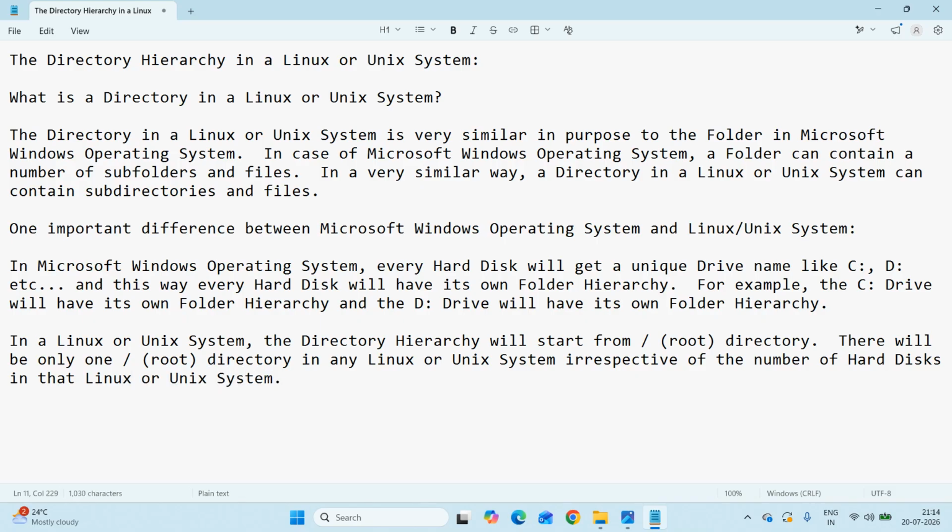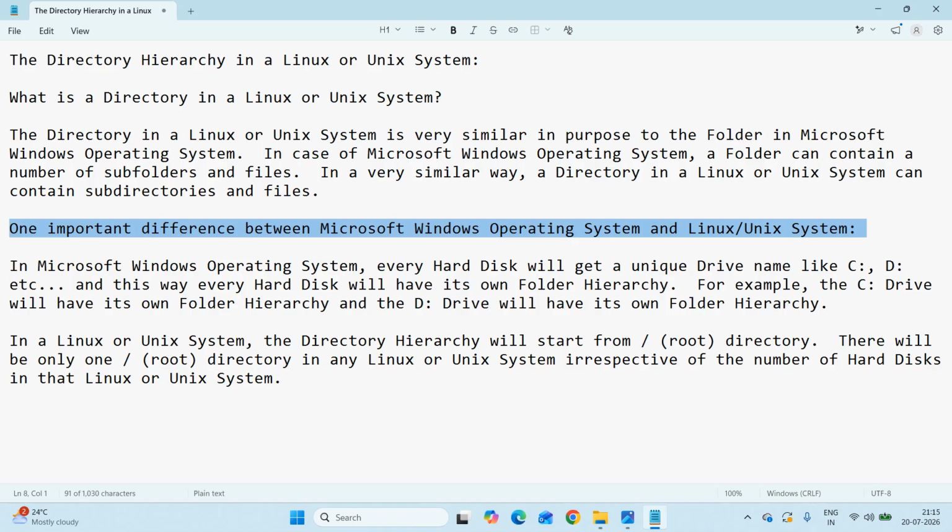So please remember this, people. In Unix and Linux systems, even if I have, let's say, 10 different hard disks in that system, there will be only one root directory. So please be aware of this important difference between the Microsoft Windows operating system and Linux/Unix systems, people.